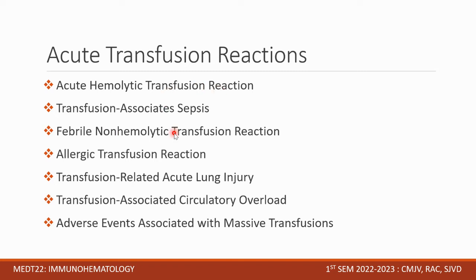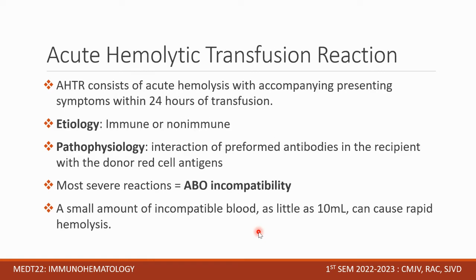So those are the first three. Next, we have allergic transfusion reactions. This can be categorized into mild and severe. Next, we have transfusion-related acute lung injury and transfusion-associated circulatory overload. These two are pulmonary in nature. And we have adverse events associated with massive transfusions. Okay, so let's discuss them one by one.